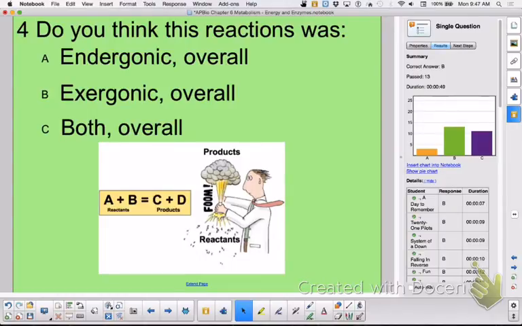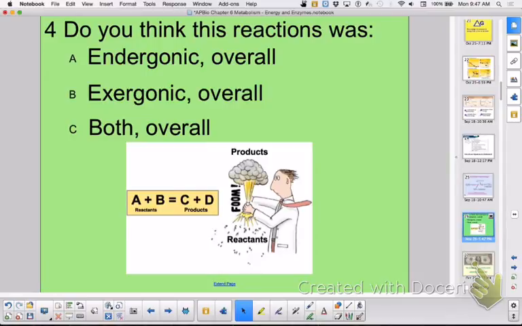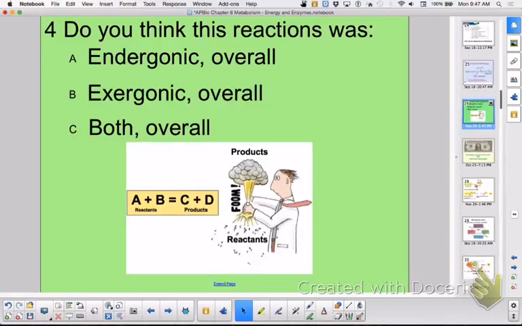Wait, wouldn't you have to require energy? Now, did we need to do something to have the explosion happen? Yes. So you might have had to, like I was discussing right before this question, put in a little bit of energy to get the party started, but clearly overall you have a release of energy, right? So overall it's going to be exergonic.